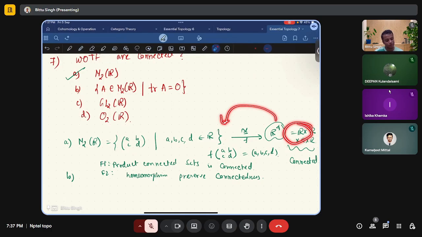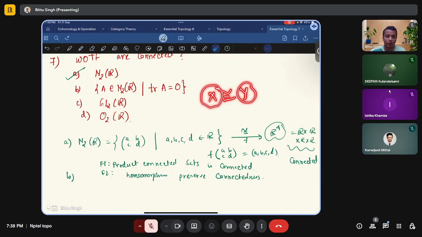So this is the image of this thing. So this connected will imply this will be connected, and similarly, if we assume this is connected, then the inverse map will imply that the domain will be connected. That's why, if and only if, homeomorphism preserves connectedness. Once X and Y are homeomorphic, X is connected will imply Y is connected, and vice versa.